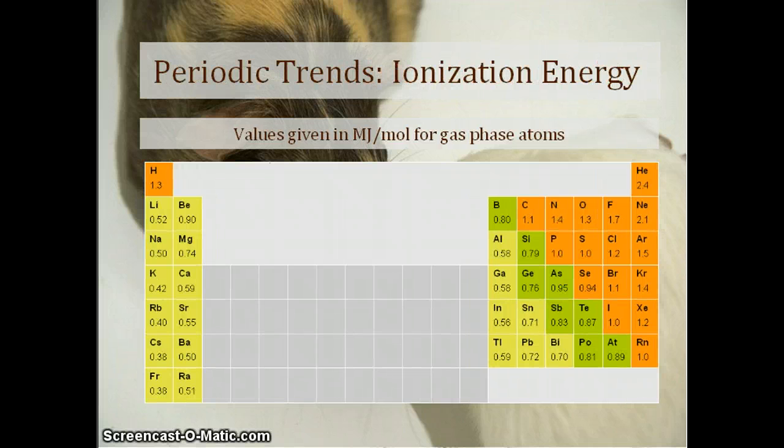Ionization energy is the energy that is required to remove an electron from an element. In this figure, the ionization energies of selected elements are given in megajoules per mole. These measurements were obtained from gas phase atoms. The elements on the left side of the periodic table have smaller ionization energies because it doesn't take much for them to give up an electron. The elements on the right-hand side of the table have a larger ionization energy because they do not want to lose electrons.